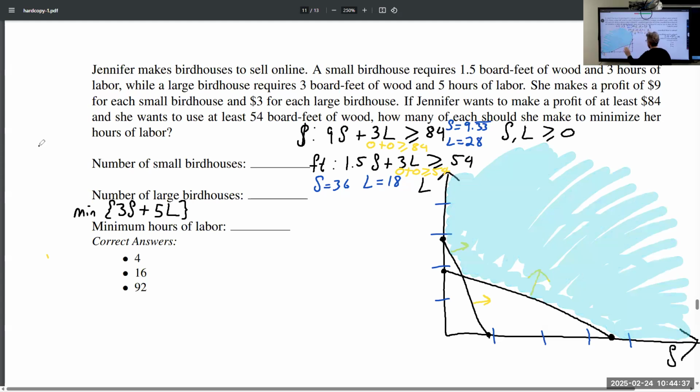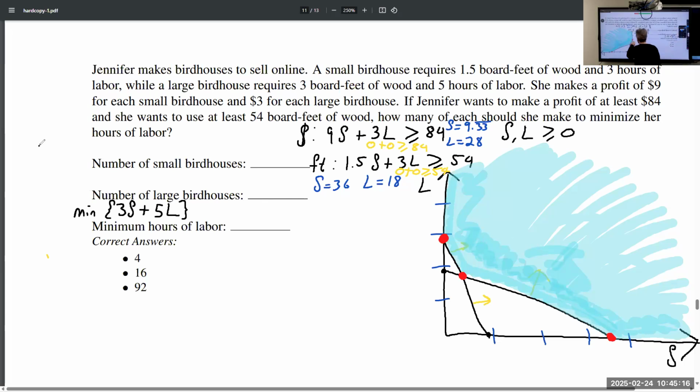I think I'm going that way. Where are those corner points? Looks like there's a corner point here, here, here. Okay. I know 2 out of 3.